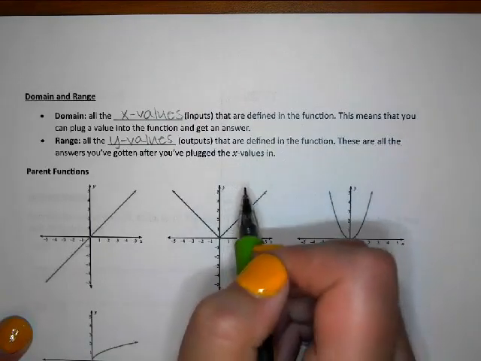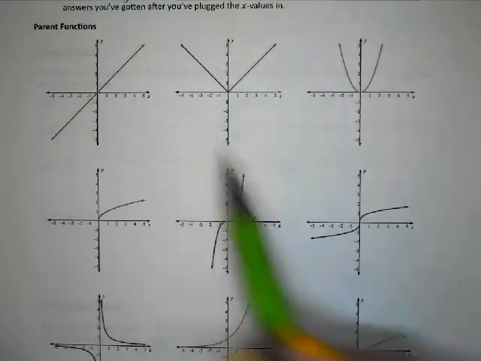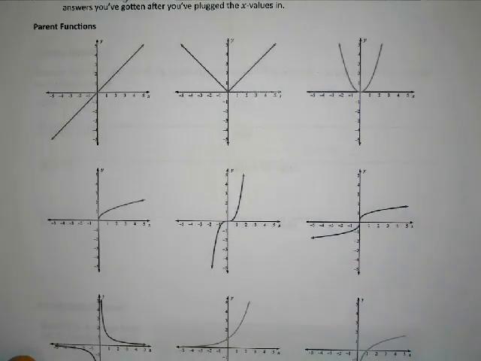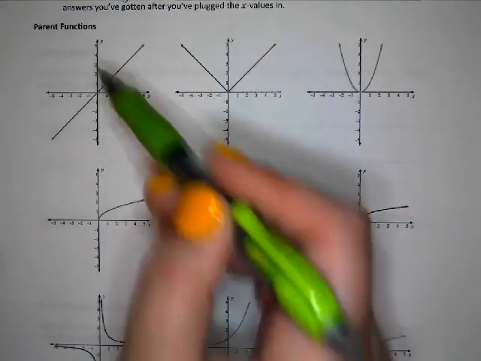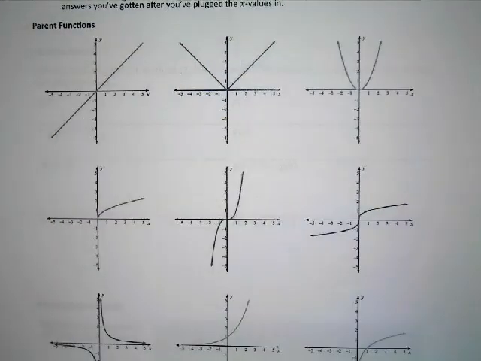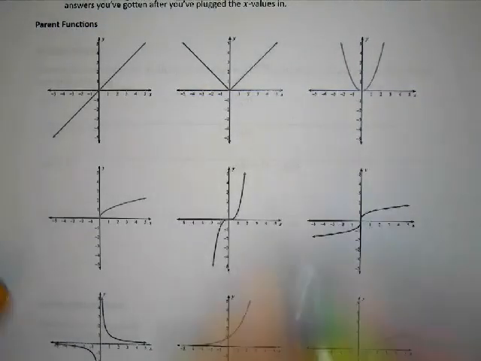So what I did here is I put a list of the typical functions I could think of so that we could write down, they're called parent functions if they don't have any numbers in them, so that we could write down what all of them are and what their basic domain and range are, and then we just know that if there's some numbers involved in the equation, then things might change a little bit.